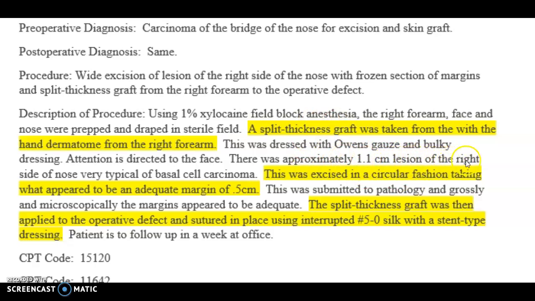1.1 centimeter lesion of the right side of the nose, which is where the 11642 comes from, and then the 15120 code comes from the split thickness graft that was taken from the hand that was less than a centimeter. So of these codes, your 15120 code would be your primary because they're doing an autograft, and then the excision would be your second code on this.